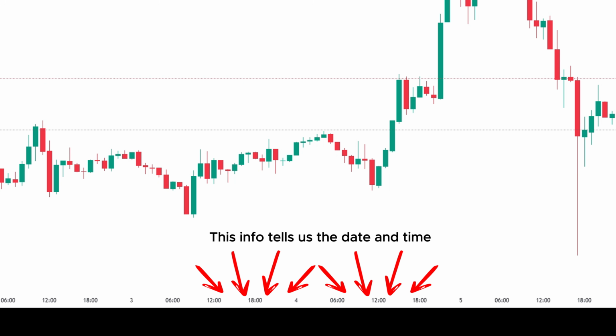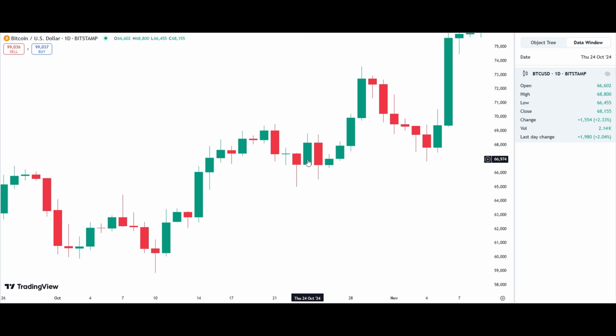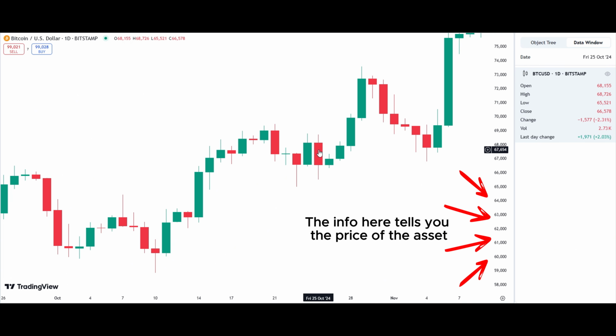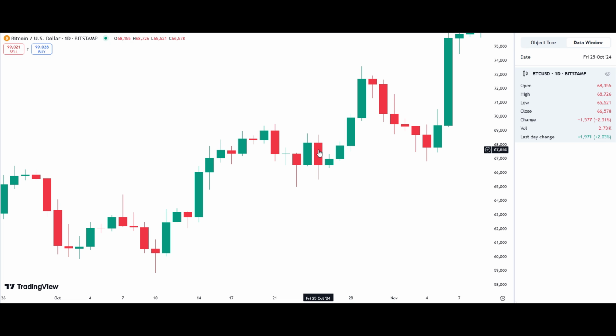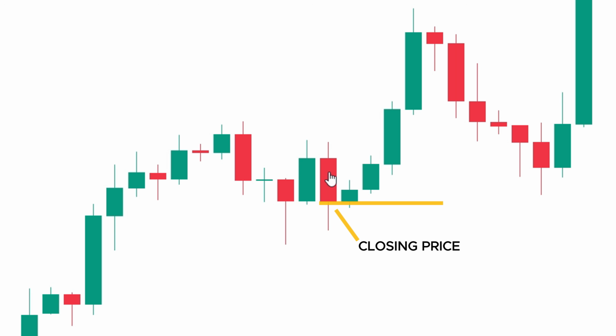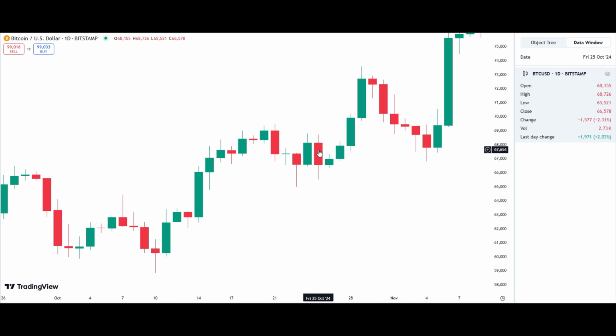This bar below tells you the date and time. If you take your mouse and place it on top of this candle here, you'll see it shows the date and time, which in this case is October 25th, and it shows you the price of the asset as well. Remember, a candlestick closes below at the bottom of the rectangle here, and it opens above at the top of the rectangle.